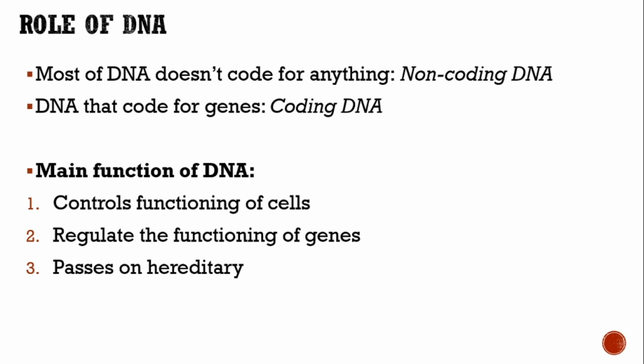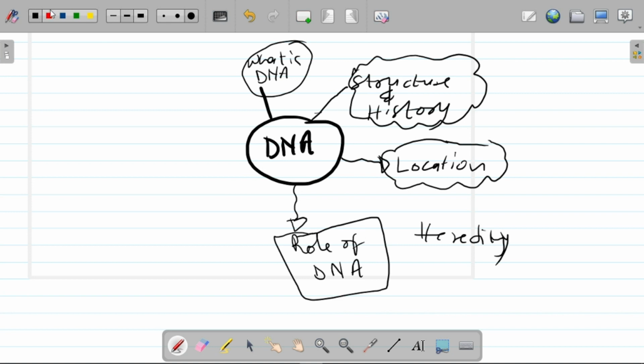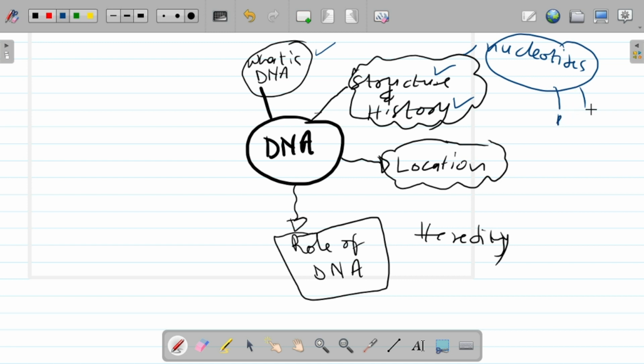So let's see. Did we cover all that we said we would cover? Did we look at what is DNA, the structure, and the history? The structure is a double helix structure made up of nucleotides. Nucleotides are made up of what? Look at this mind map. We have nucleotides, and nucleotides are made up of three things: your phosphate, your sugar, and your nitrogenous bases, right? And the history behind it is that Rosalind Franklin and Wilkins worked on it, and then Watson and Crick in the year 1953 discovered the double helix model or structure of DNA, right?